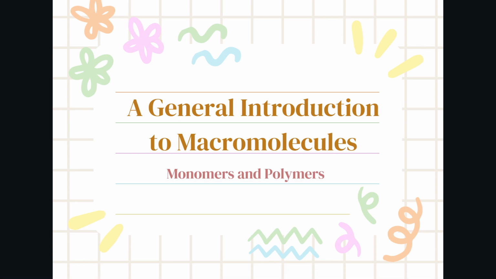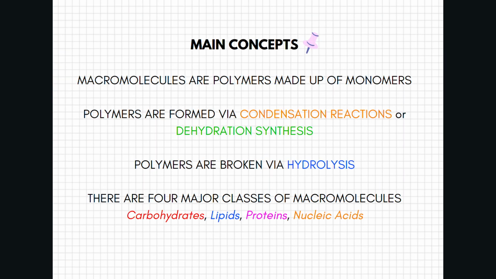Today we'll be covering a general introduction to macromolecules. So to start, we have some main concepts for the lesson. Macromolecules are polymers made up of monomers. Polymers are formed via condensation reactions or dehydration synthesis. Polymers are broken via hydrolysis. And there are four major classes of macromolecules: carbohydrates, lipids, proteins, and nucleic acids.